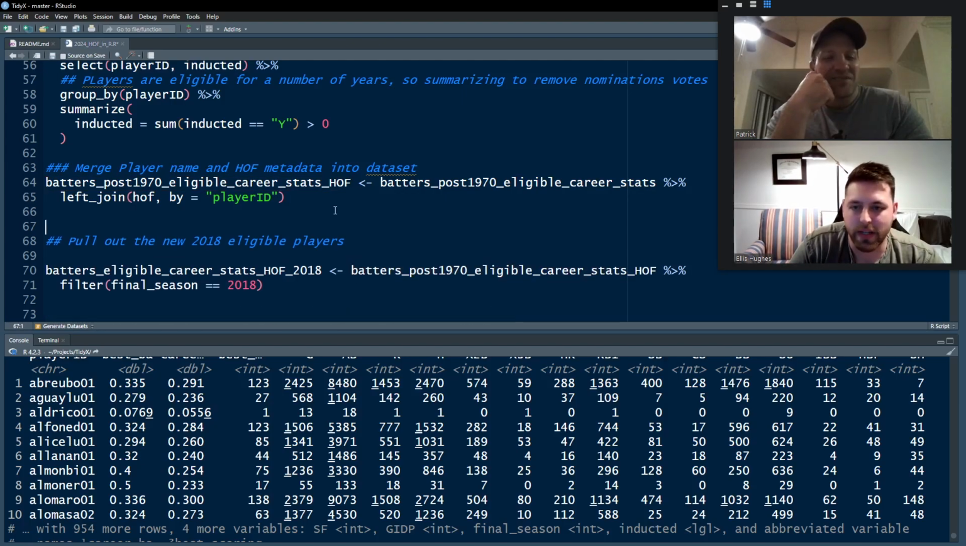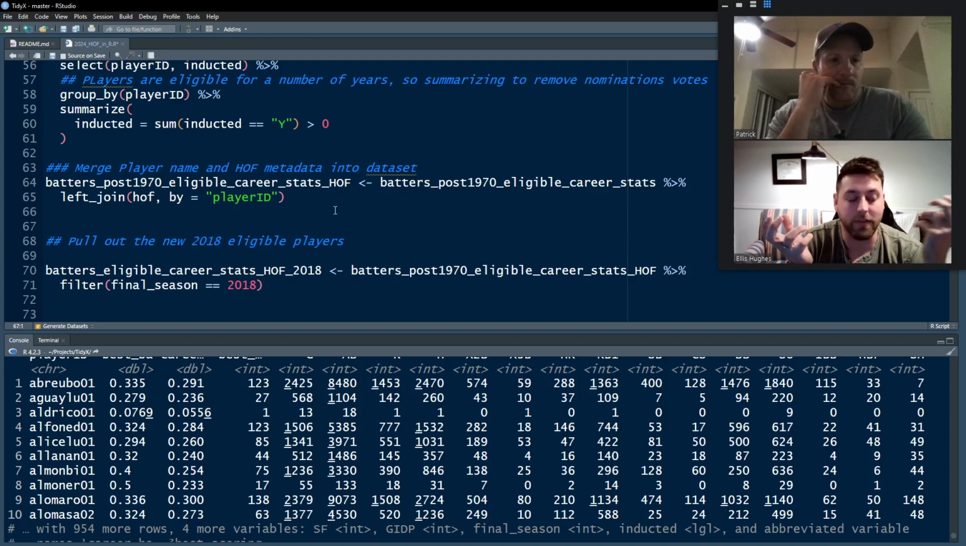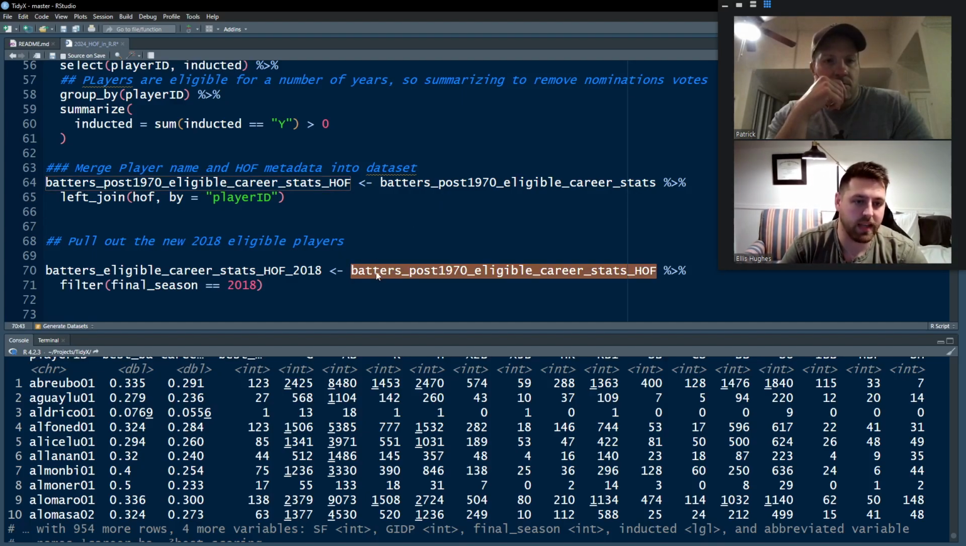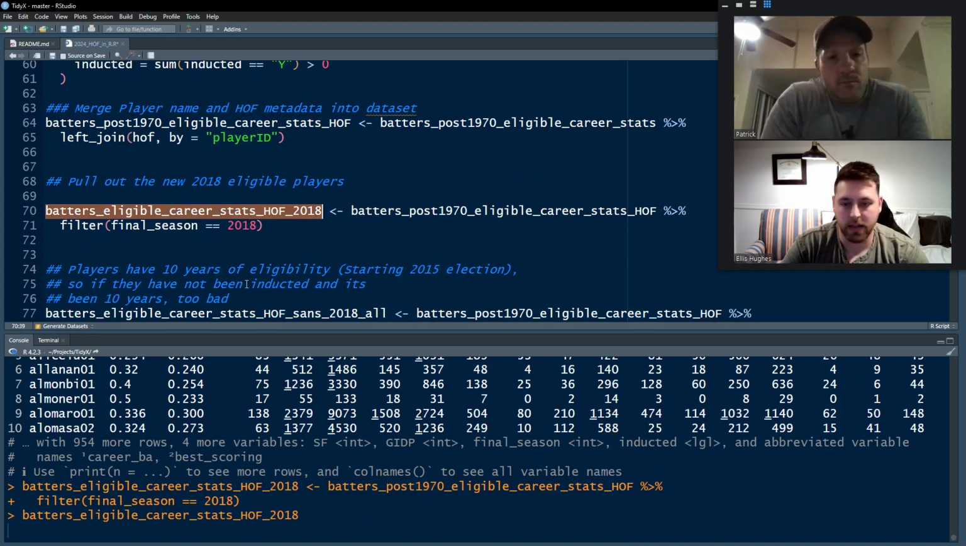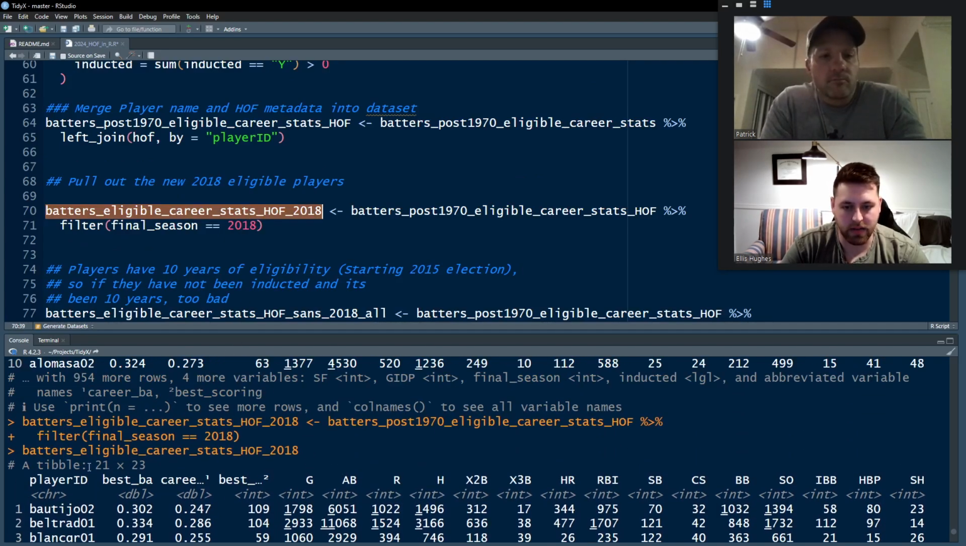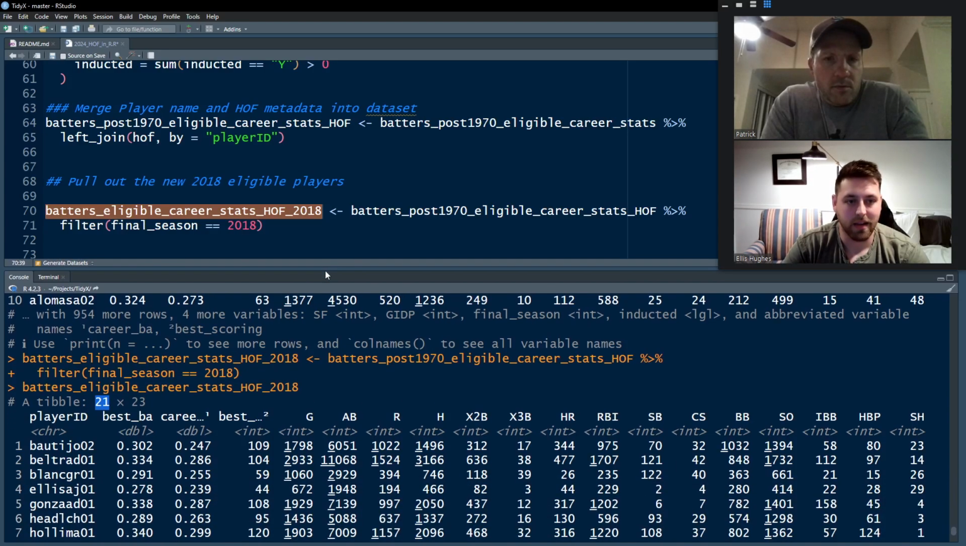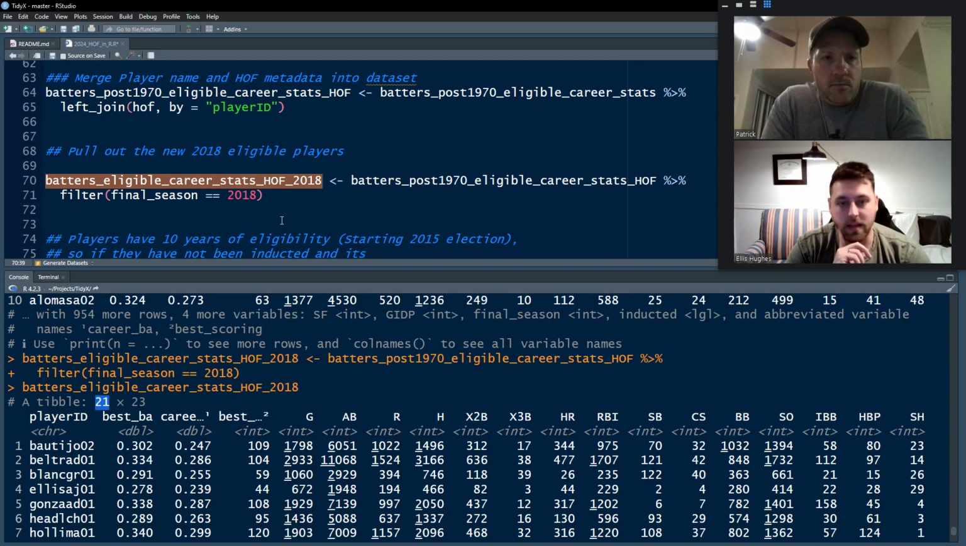So now what we're going to do is we're going to be pulling out the newly eligible players because they're not going to have been voted for yet in this data set for the Hall of Fame. We want to predict who out of the newly eligible players will be or could be inducted based on their statistics. And so we're going to take this metadata and we're going to filter for all final season is 2018. So we end up with a data set that is 21 players long. So there's not a ton of players apparently in our data set that are eligible starting this year.